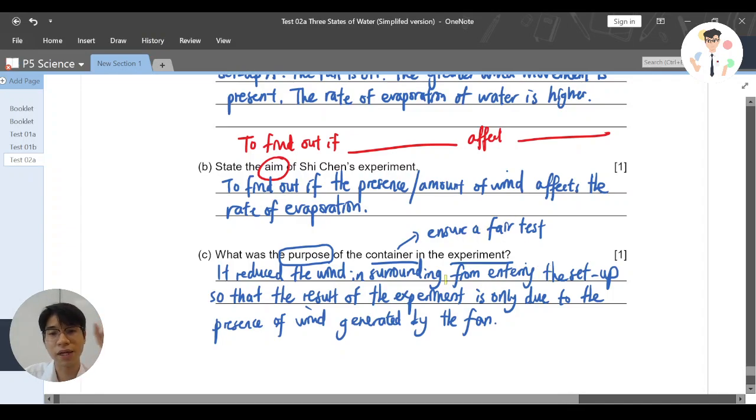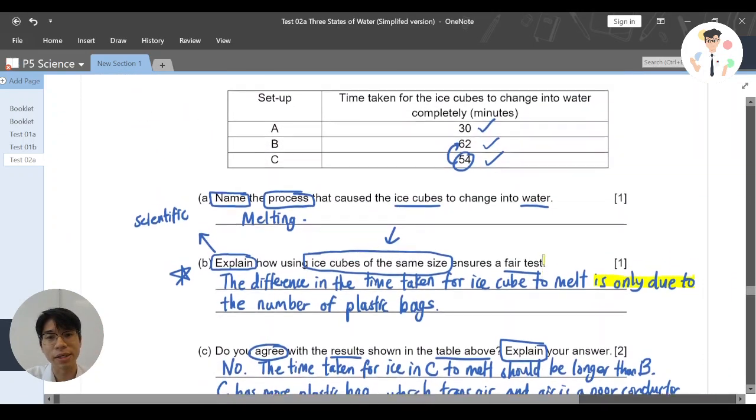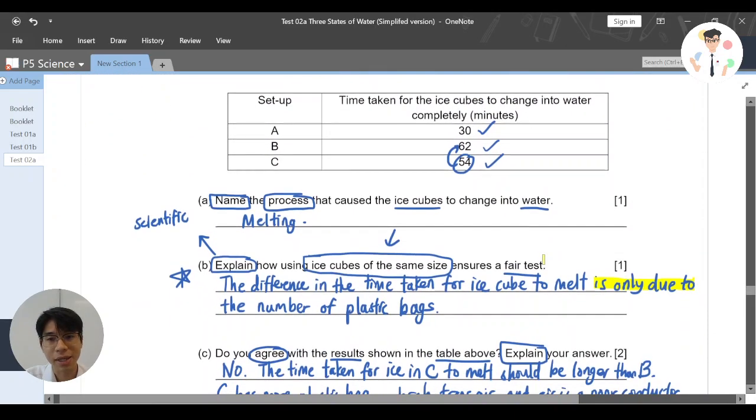If you notice, you can pause this video to write down, but I just want to mention this. I know the container is to ensure a fair test, and whenever I mention fair test, there's always a phrase coming: is only due to. If you still remember, in our previous question, question number 13 B, can you see the word fair test? And when there's fair test, there is always this phrase, is only due to. And what I always write is, the result is only due to the changed variable.